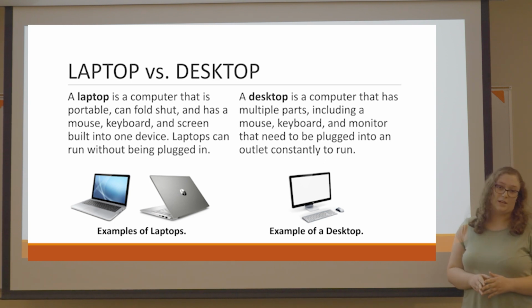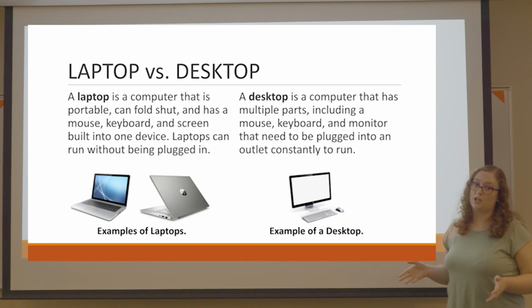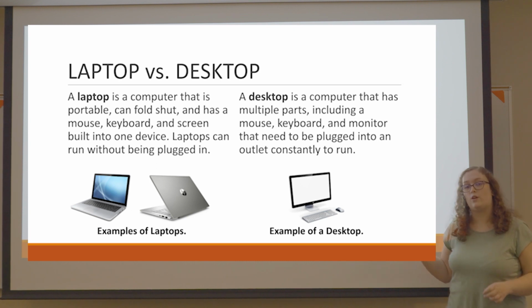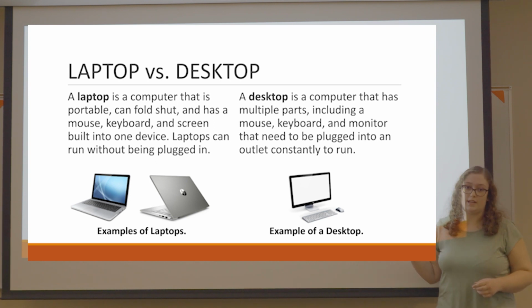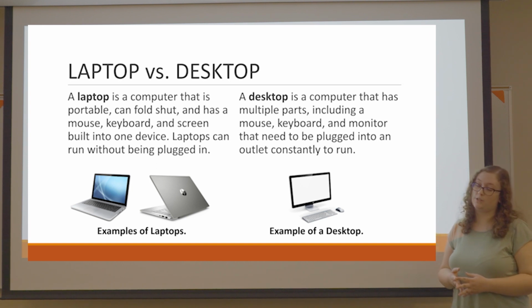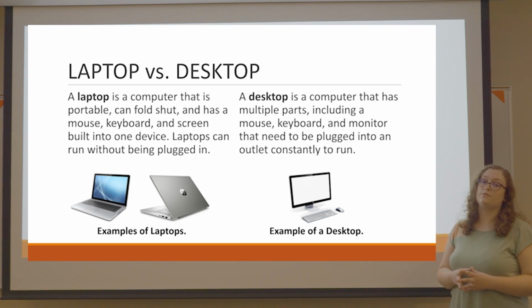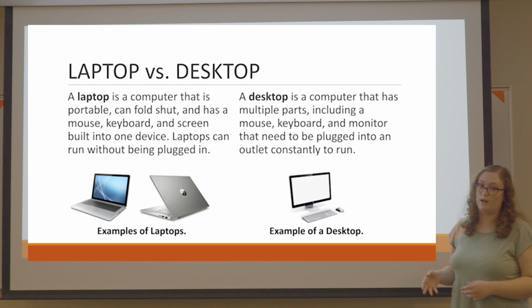So let's start off with laptop versus desktop. A laptop is a computer that is portable, and it can be folded shut in half, almost like a hamburger. It has a mouse, a keyboard, and a screen, and all of these are together on one device. You don't have to plug in anything extra. And laptops can run without being plugged in. Usually when you purchase a laptop, you're going to receive this device, which is shown here, examples of laptops, and you would receive a charger as well. The charger is just something you plug into the laptop that will allow it to run. It'll charge the battery so that it can run without being connected to a plug or anything.